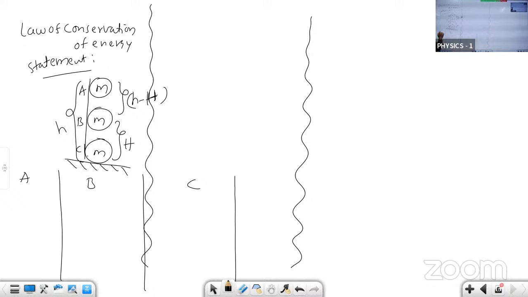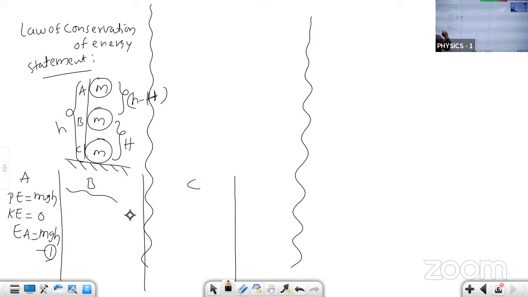Students, at A, potential energy is mgh because the height of the body is small h. Kinetic energy is 0. What is the reason? A body falling freely, a body dropped, so initial velocity is 0. Overall energy EA equals mgh. Equation number 1. This was our day 1 explanation.